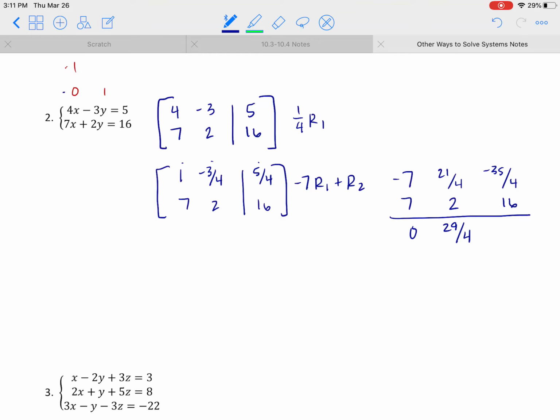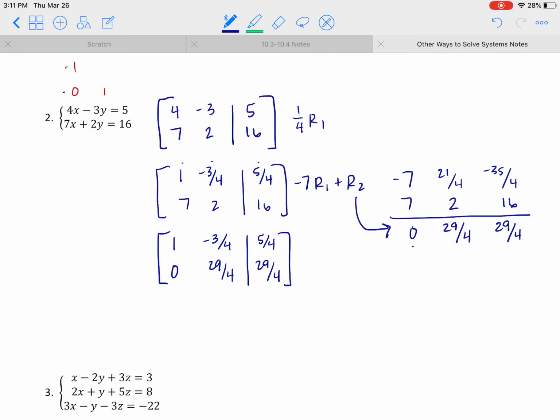And then -35/4. And I'm going to add 16 to that, which is going to give me 29/4 again. So this is going to be 29/4 again. Okay, so that's giving me a new row 2. Remember, that was to get the 0 right there. So row 1 didn't change: 1, -3/4, and 5/4. And then here, I've got now my 0, 29/4, and 29/4.